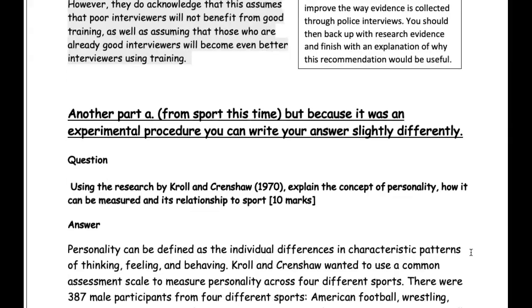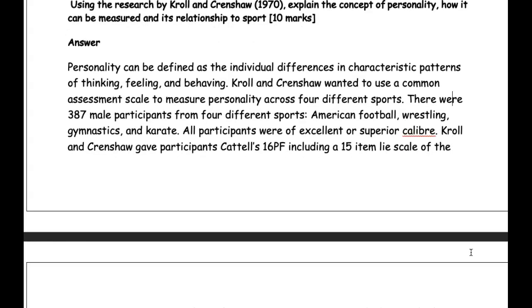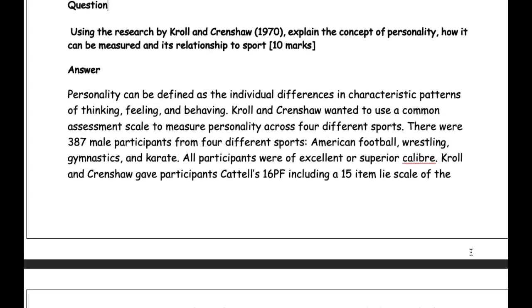The really, really easy ones are these ones here. Just to show you, this is from Sport. Okay, using the research by Kroll and Crenshaw, explain the concept of personality, how it can be measured, and its relationship to sport. It's kind of like a 5-5 split, thereabouts, in that we want you to describe the study to start off with. Okay, and it's an easy one to describe, isn't it? Kroll and Crenshaw, and you just go through the procedures, and this would be the case with the vast majority of these types of questions.